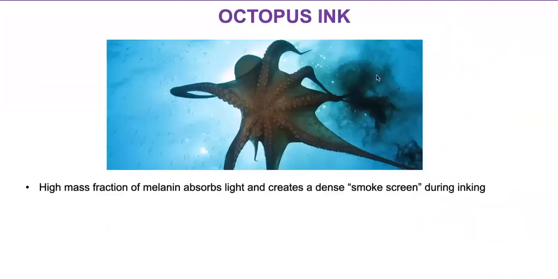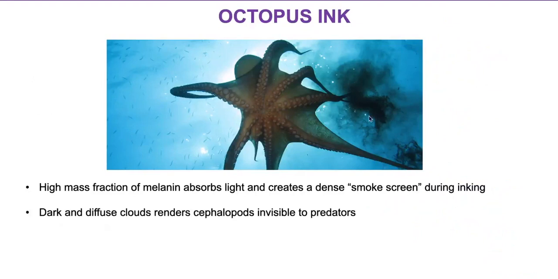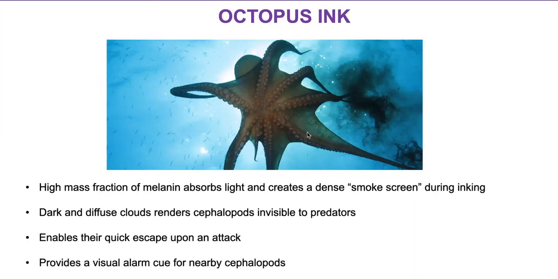What happens in this octopus ink is that there is a very high fraction of melanin, which is combined with the mucus, and that creates a very thick smoke. By thick smoke, it creates a big cloud so that it can escape from the predators. So this is a defense mechanism that many cephalopods and squids adopt. It's not just about the color, it's also about protecting yourself from predators, threats and extreme environments.